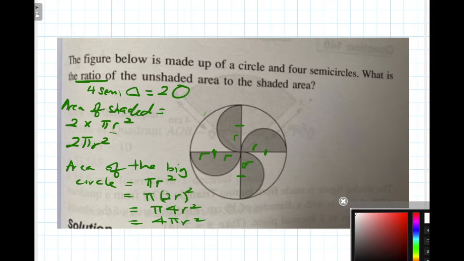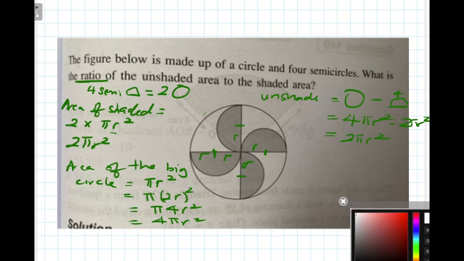So the unshaded area will be the big circle minus the small circle, right? Unshaded will be the big circle minus away the area of the 4 semicircles. So it will be 4 pi r squared minus 2 pi r squared. So it will be 2 pi r squared.